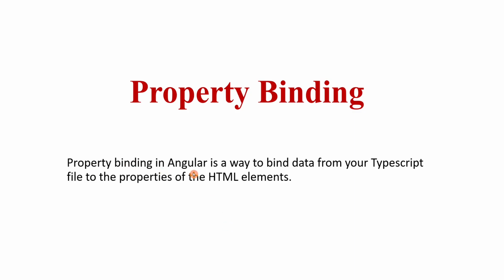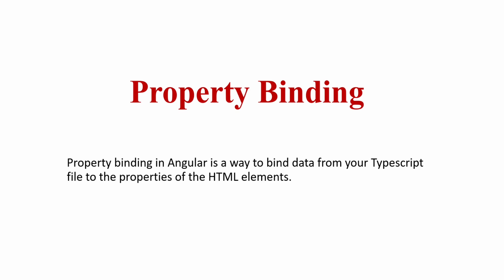Property binding in Angular is a way to bind data from your TypeScript file to the properties of HTML elements. So basically, in simple terms, it is a one-way data binding technique and data is flowing from TypeScript file to HTML file. So it is as simple as it sounds. We are binding data from where? From our TypeScript file. And we are binding it to properties of HTML elements. So this was a definition of property binding.